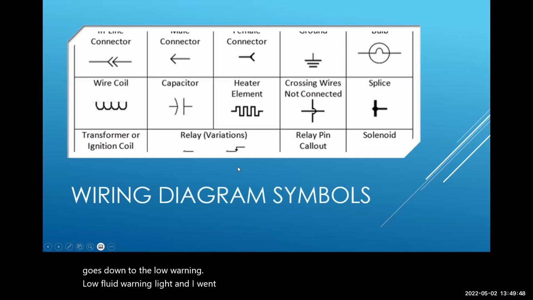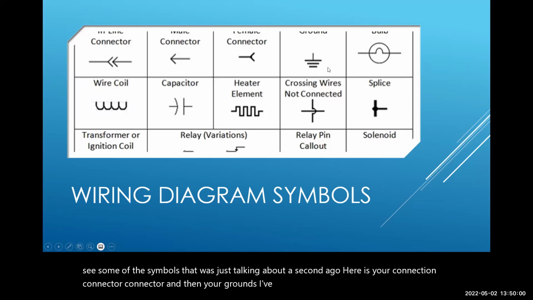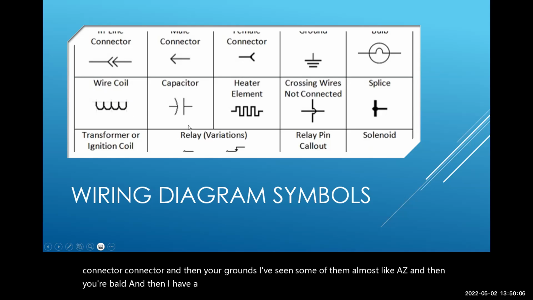I kind of went back a little bit there. But here you can see some of the symbols that I was just talking about a second ago. Here is your connection, connector, and then your grounds. I've seen some of them almost like a Z, and then your bulb, and then I have a coil here and a capacitor, and then a little bit of a heat element going on here, and crossing wires.